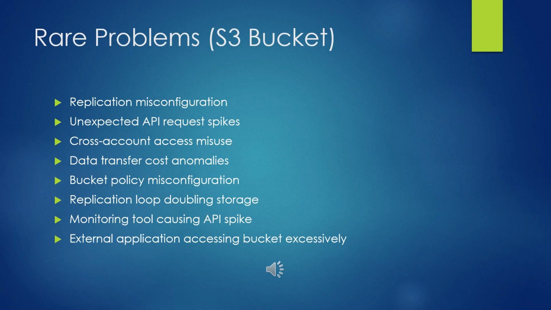Example 3. Cross-account access misuse. Another AWS account is given access via bucket policy or IAM role. Due to misconfiguration, that account starts uploading or downloading large volumes of data, increasing cost and risk.